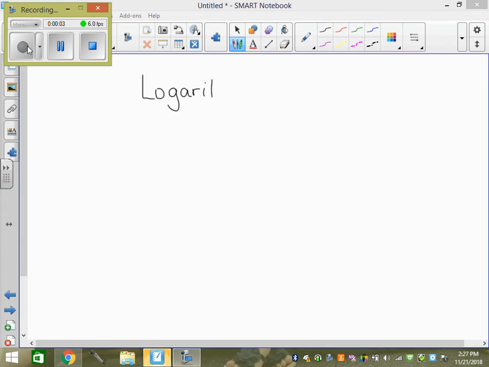Logarithm laws. So, the first thing that we're going to do is convert from exponential to logs.